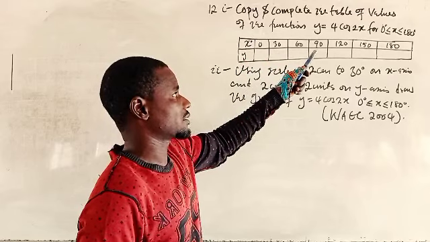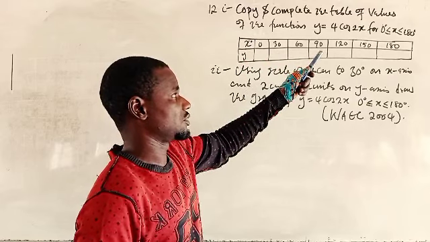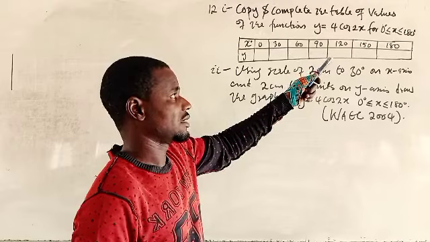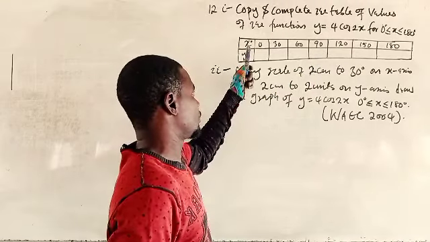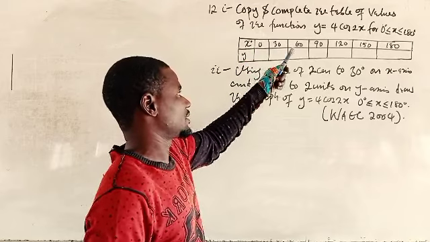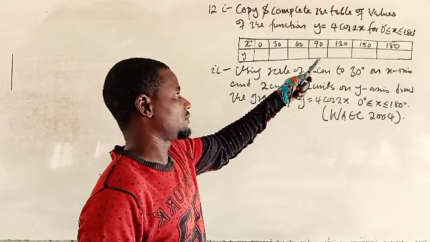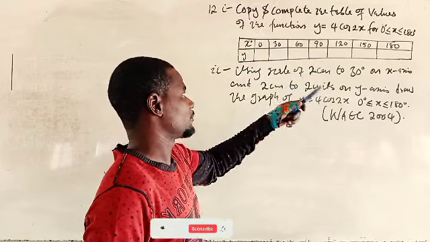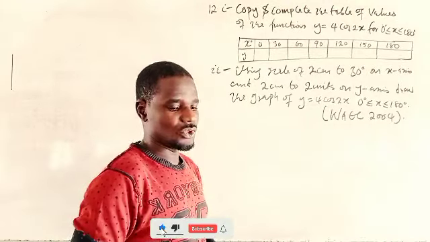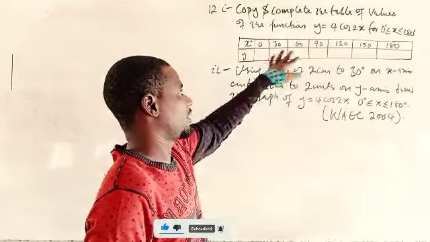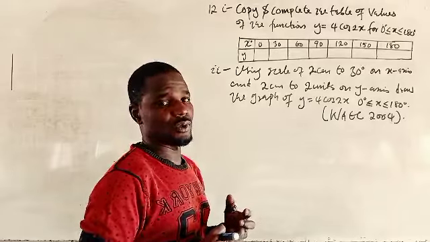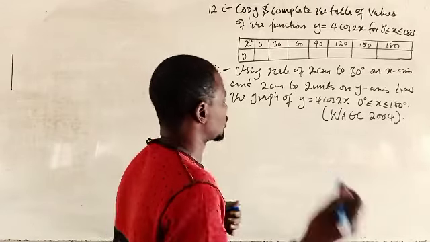They said we should copy and complete the table of values of the function y equals 4 cos 2x, for which 0 degrees is less than or equal to x, less than or equal to 180 degrees. The table has x in degrees: 0, 30, 60, 90, 120, 150, 180. In each case, we are asked to complete the table. We are not given anything here, so we need to complete it. How do we do it?